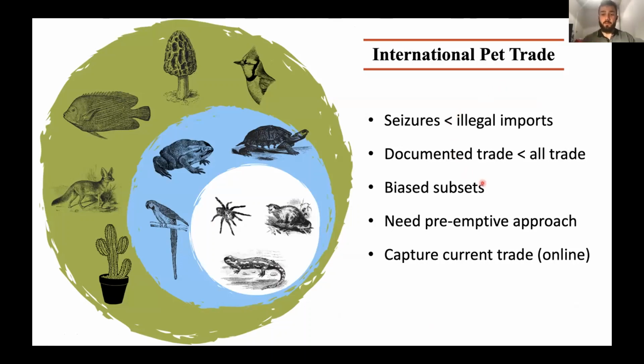We need to have a more preemptive approach and have a more comprehensive view of what is actually being traded in Australia, and therefore predict biosecurity and conservation risks, which led us to investigate online trade.